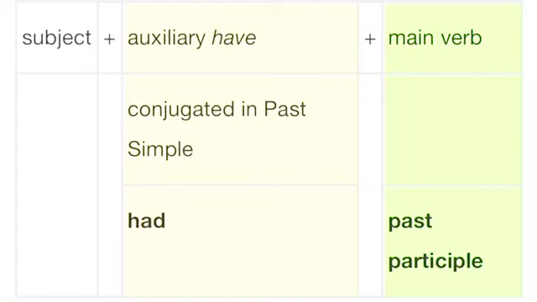Now, if the auxiliary have is conjugated in the past simple tense, it will be had. Got it? And your main verb will be in past participle form. Remember, had plus V3. Got it? So the auxiliary verb here is conjugated in the simple past, that is had. The main verb is invariable in the past participle form, that is ed or irregular. For negative sentences, we insert not, as you people know, and for question sentences, we exchange the auxiliary with the subject.